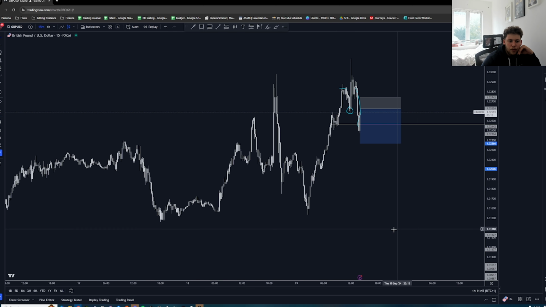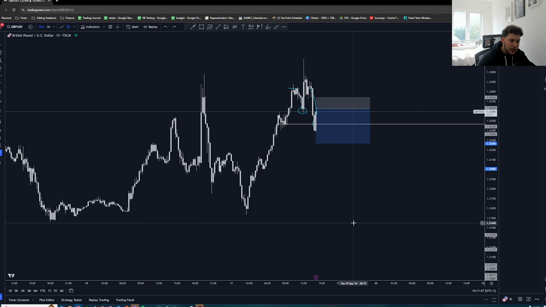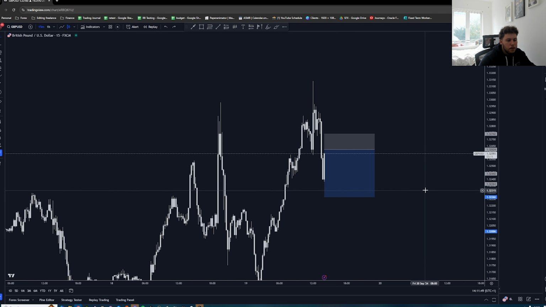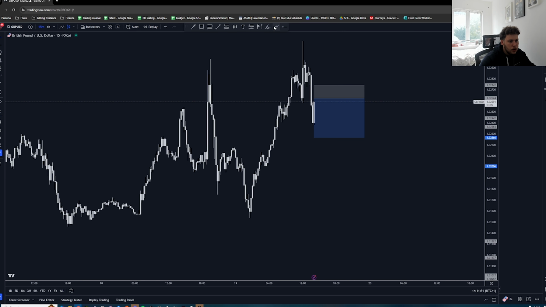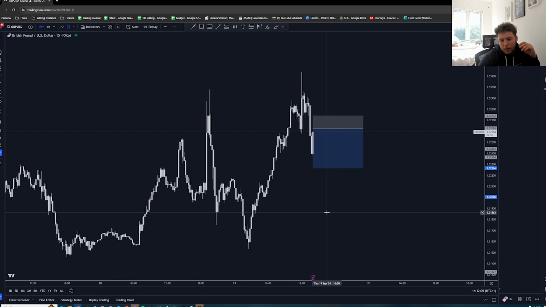And in terms of targets and TPs and things like that, well, you could do a fixed risk reward, or you could look at liquidity here. You could look at liquidity here. You could look at liquidity all the way down here. It doesn't really matter. It's just down to your style of trading. But this is, as I said, purely about structure.